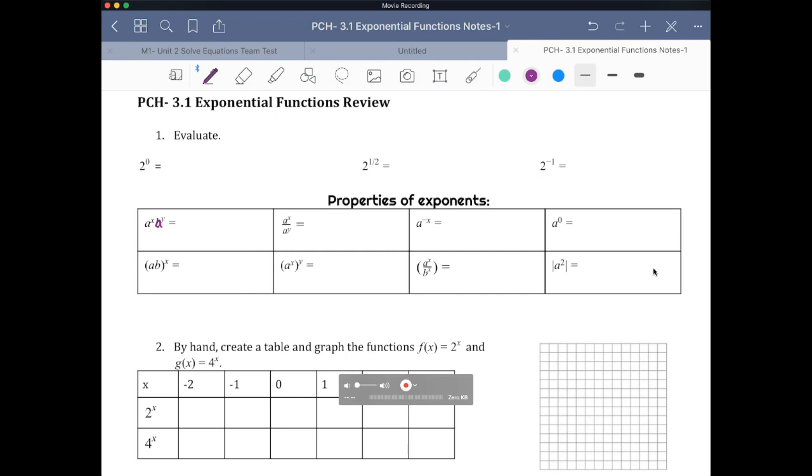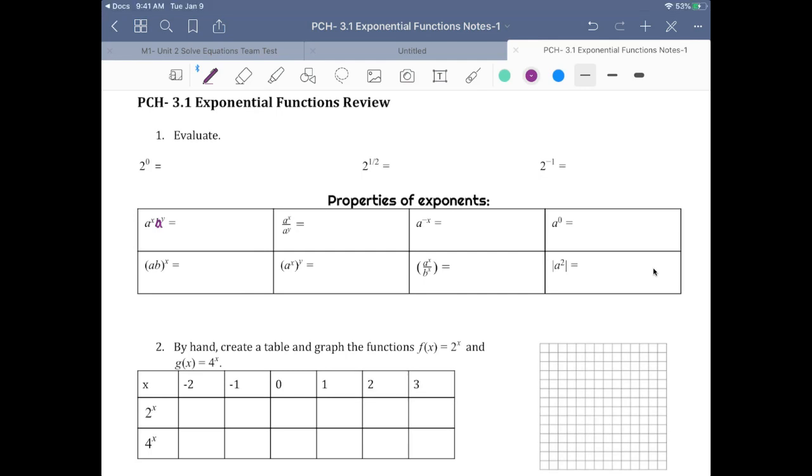We're looking at a review of exponential functions, so like a whole chapter's review of exponential functions in one lesson. So here we go. 2 to the 0 power is 1, anything to the 0 power is 1. 2 to the 1/2 power, remember a half power is the square root of 2. And 2 to the negative 1 would be 1 over 2. So that's the inverse, so divide by 2 instead of multiply by 2.